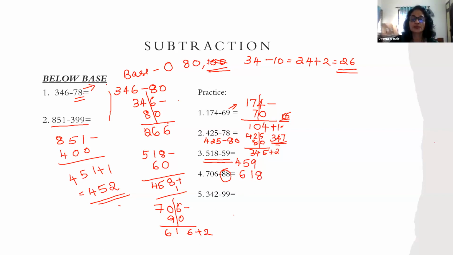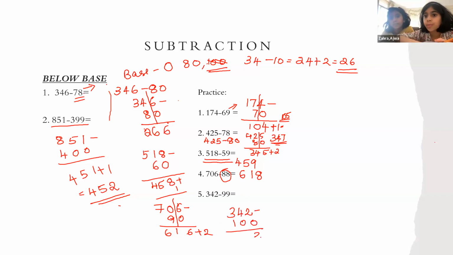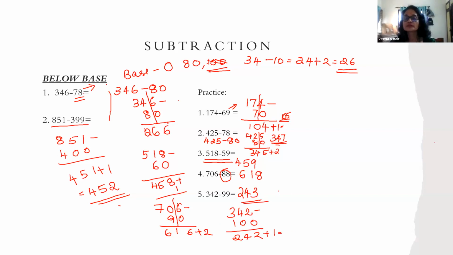Right. Now let's do the fifth problem. 342 minus 99, 243. Did you understand the concept? When you have to subtract numbers, you see the closest base number you can use, and from the number from which you are subtracting, reduce that base number, and then add whatever is less to the answer. Are you clear? Yes. Can we go ahead?